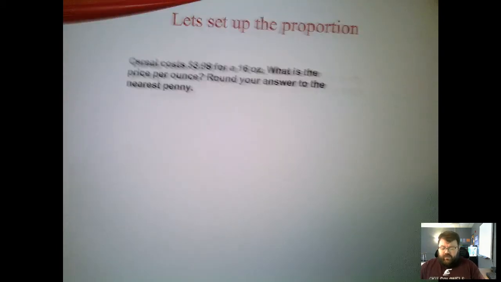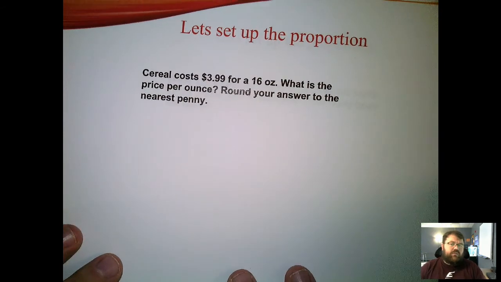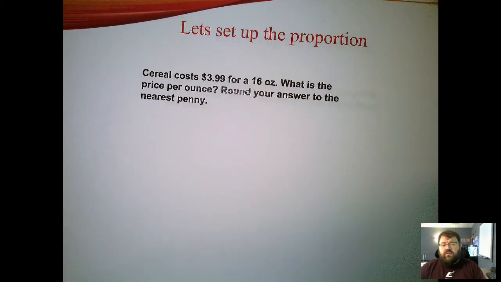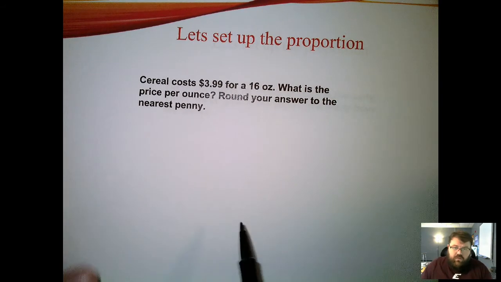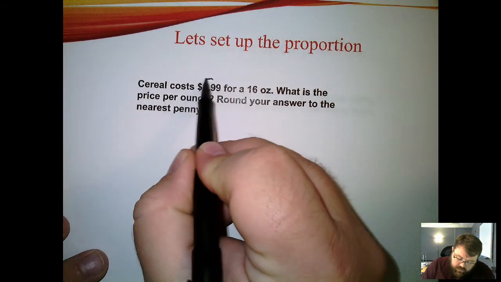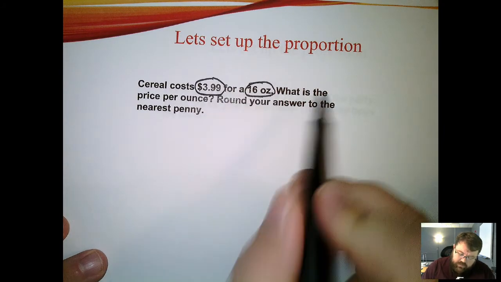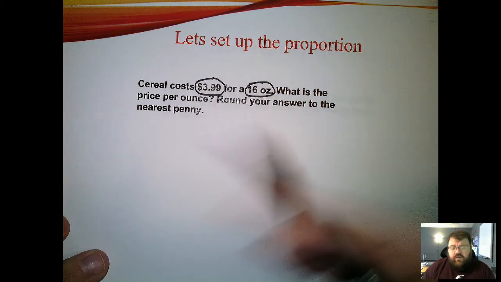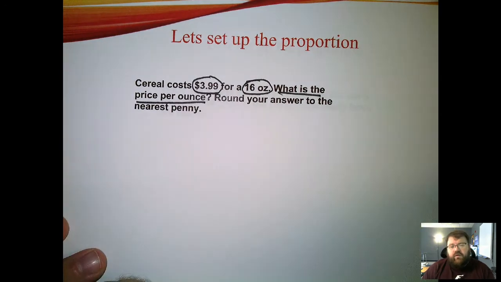Alright, so we're going to set this one up. Cereal costs $3.99 for a 16-ounce box. What is the price per ounce? Round your answer to the nearest penny. Okay, cubes. Let's circle $3.99, 16 ounces. Underline your question. What is the price per ounce?